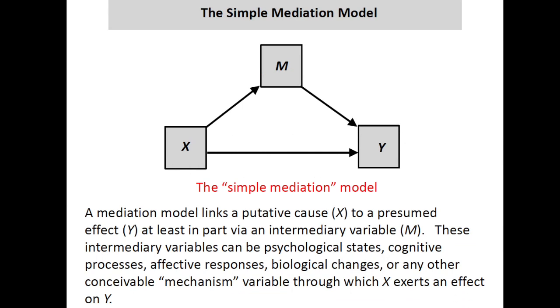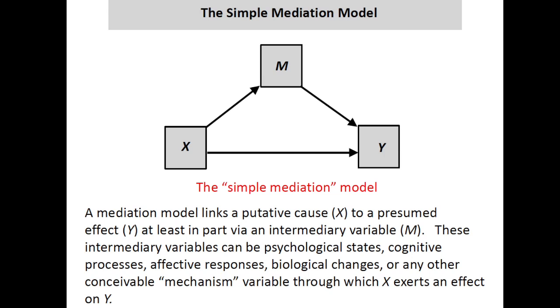So a mediation model is a model in which we are linking some kind of putative cause, something we believe is a causal agent of influence on some outcome, presumed outcome variable Y, and that influence of cause on effect occurs at least in part through some kind of an intermediary variable M.